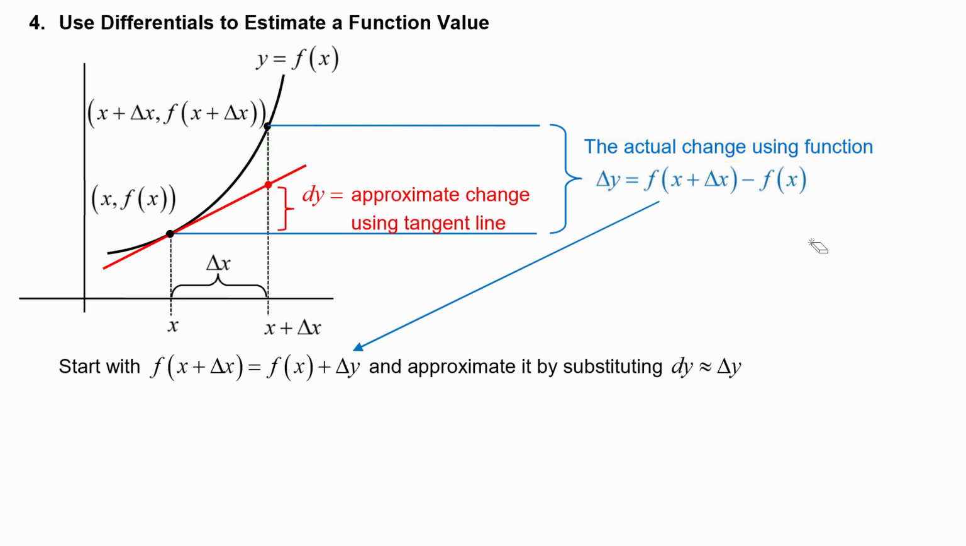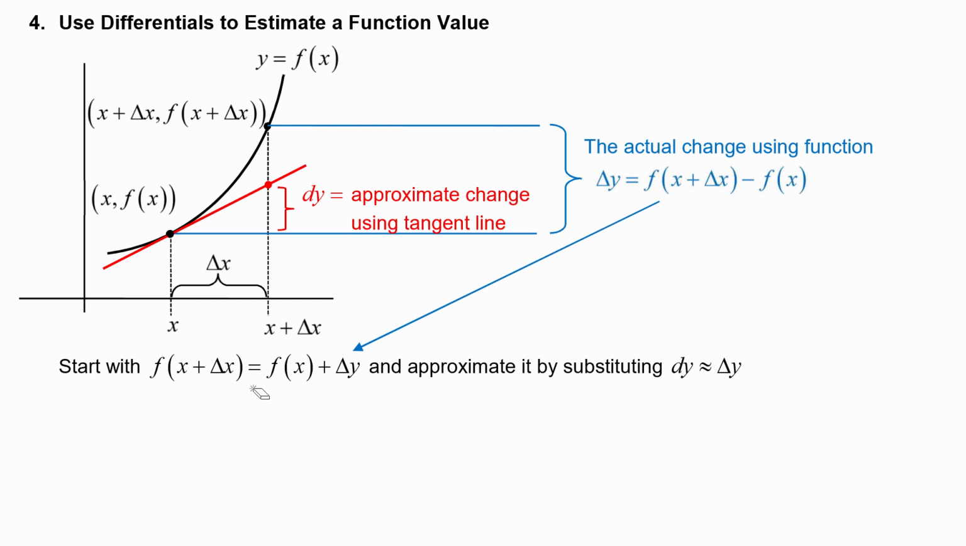So delta y is just the y value of the second point minus the y value of the first point, which is f of x. Now if we add f of x to both sides, that will move the f of x over to the left-hand side. So we could start where f of x plus delta x is isolated here, and then that would equal f of x plus delta y.